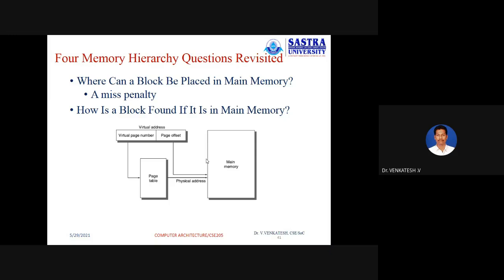So the virtual page number refers to the page table entry. After getting that value, it is added with the offset. After that, we get the physical address, converted into a physical address. Then we can make use of the main memory. This is how I can make use of the main memory.